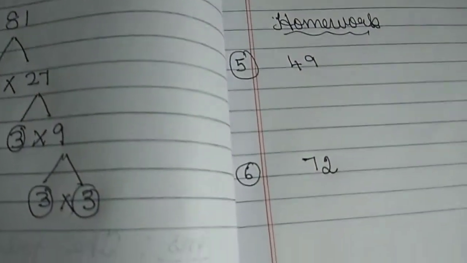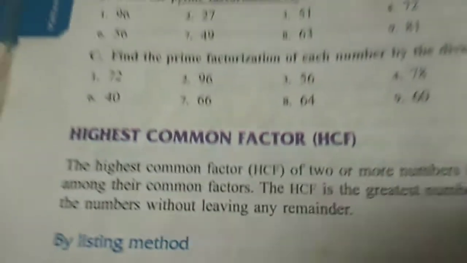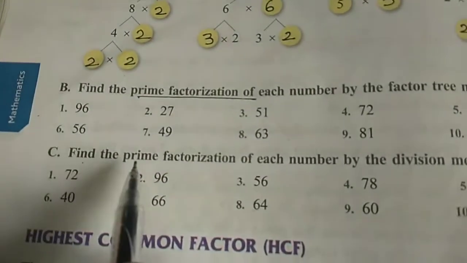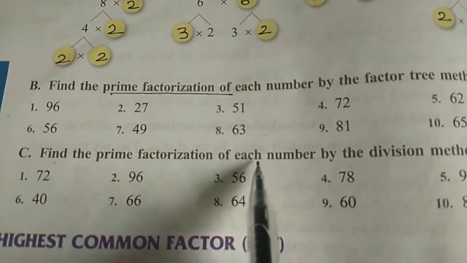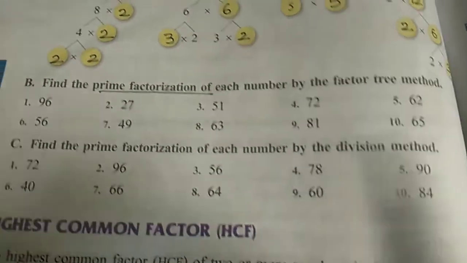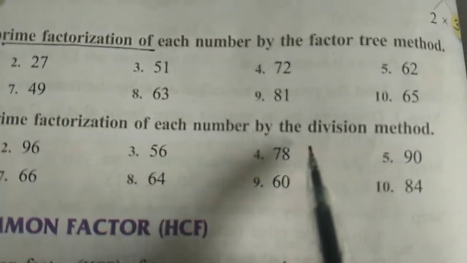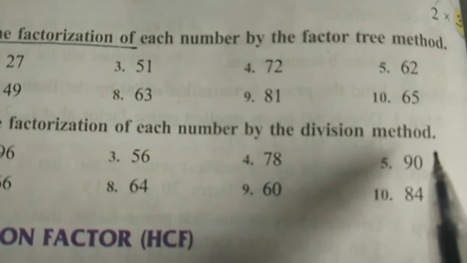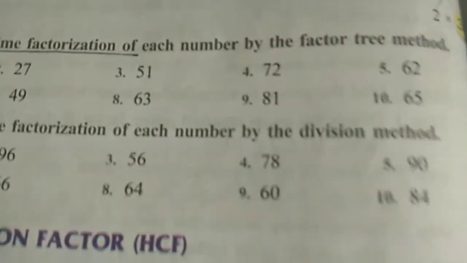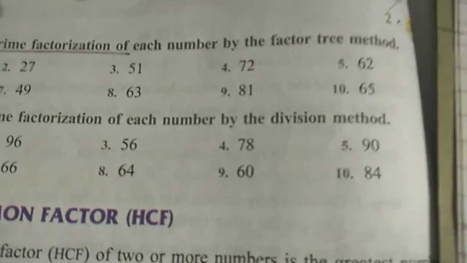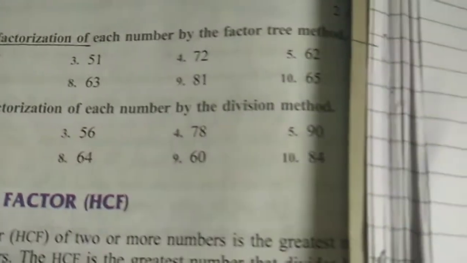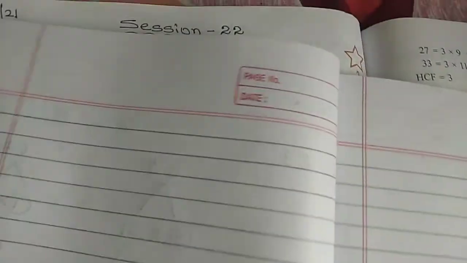Okay? Yes. Now we'll move on to the C1. See. What's the C1, children? Yes. Find the prime factorization of each number by the division method. Here we saw by the factor tree method, and now we are going to see by the division method. So children, you all should watch the video, otherwise you will get confused, children. So division method C1, first sum we are going to see.